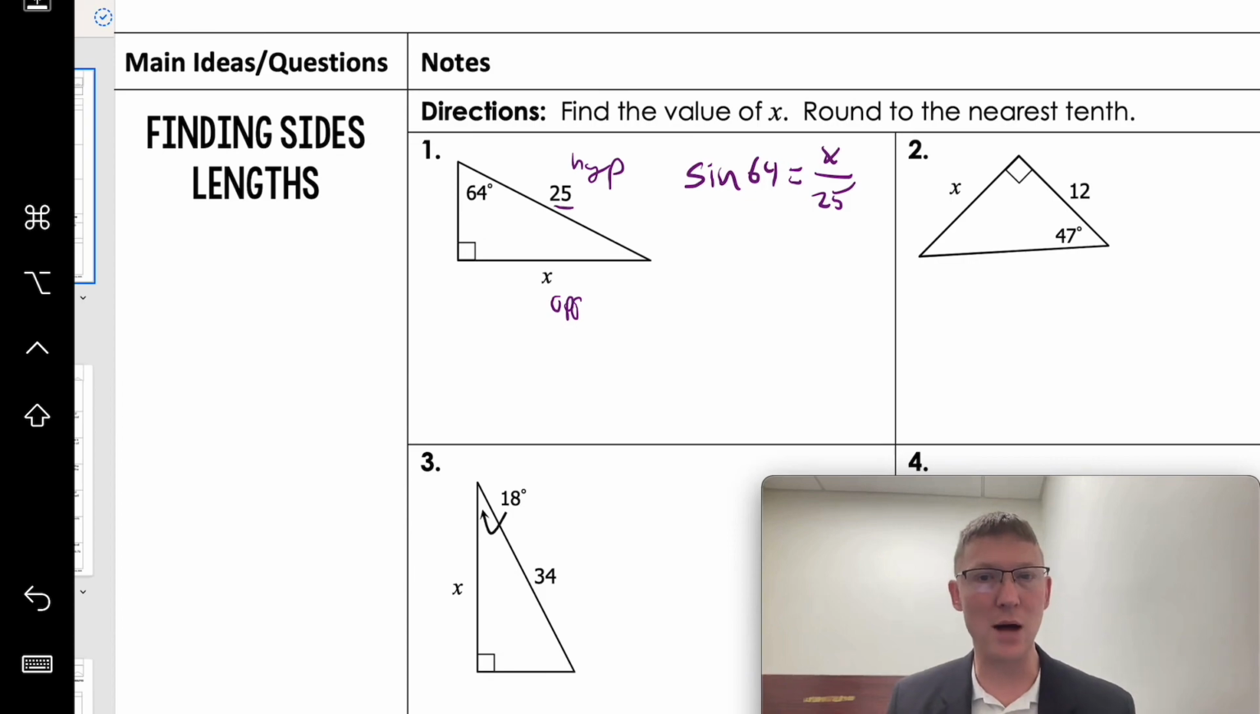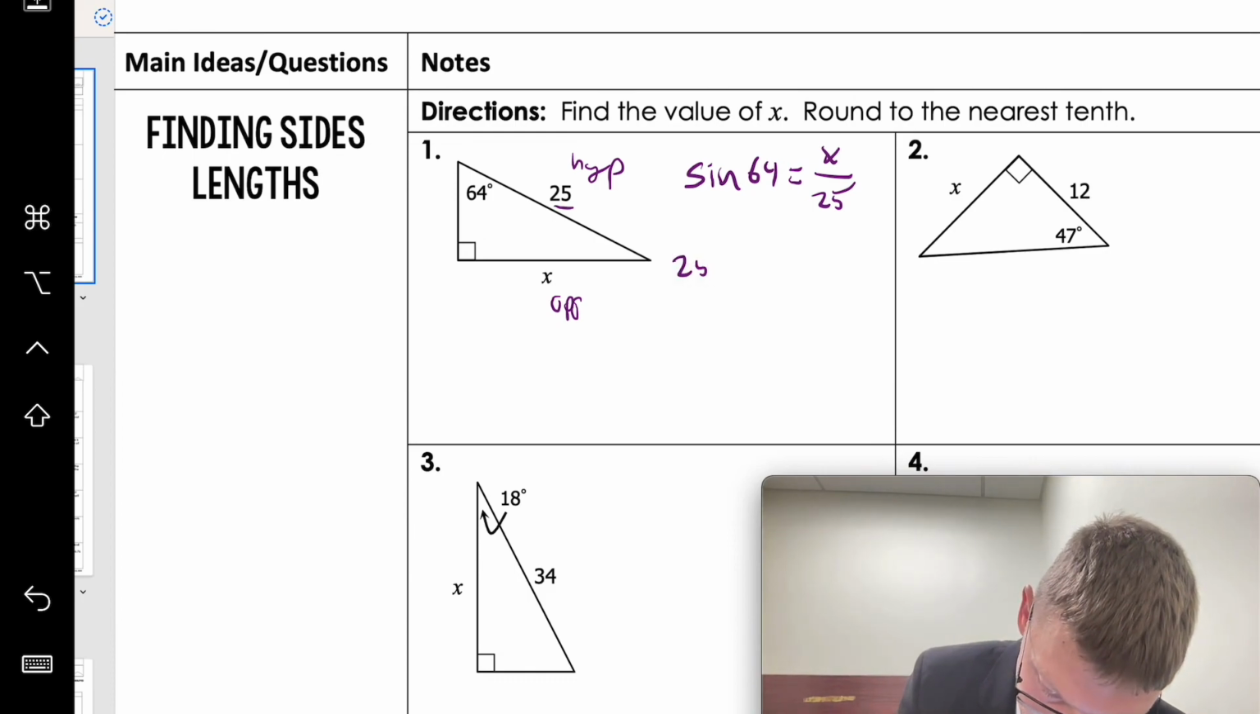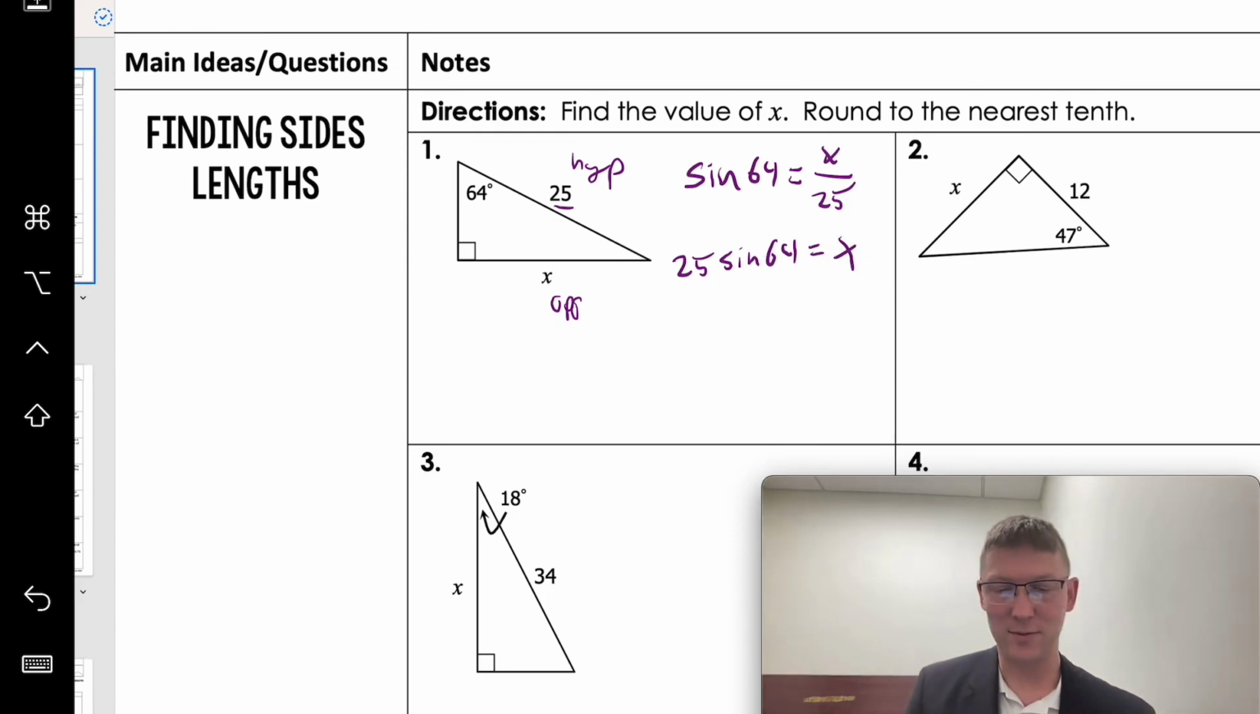From there, we can algebra. We just want to get x by itself. So we're going to multiply both sides by 25 to move it over. So we're going to have 25 times sine of 64 equals x. Now this is a thing that your calculator can do. So let's take a look at that and see how that's done.